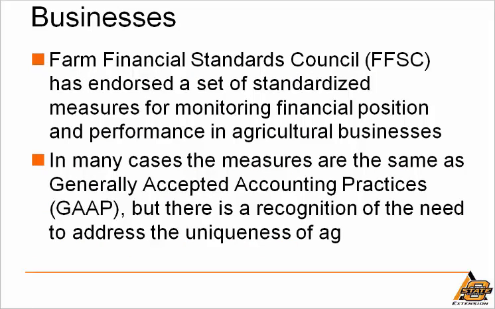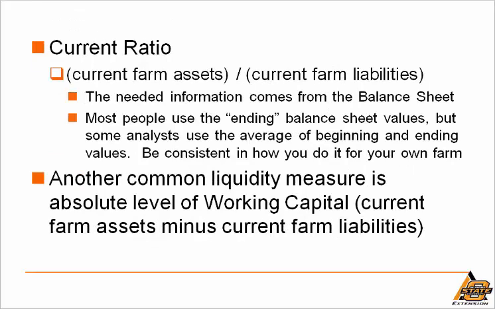A group of agricultural lenders, accountants, and farm financial analysts, known as the Farm Financial Standards Council, has endorsed a set of measures and standardized methods for calculating those measures to address the 5 categories of financial position and performance that we just discussed. The Farm Financial Standards Guidelines is sort of the generally accepted accounting practices for farmers, and in many cases the measures endorsed are the same as those utilized by the broader business community. There are, however, in some instances, some unique features to address the fact that agriculture is in many ways a unique industry. So let's talk about a few of the most common measures endorsed by the Farm Financial Standards Council for each of the 5 categories of financial position and performance.